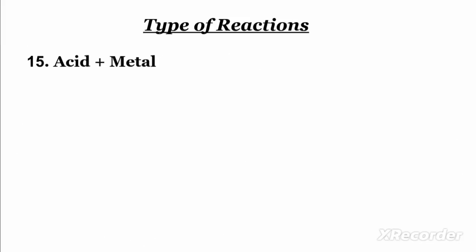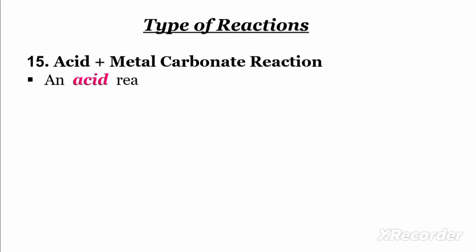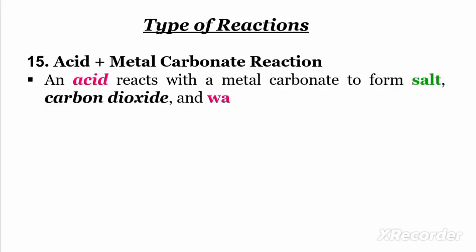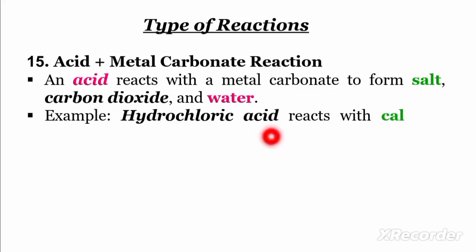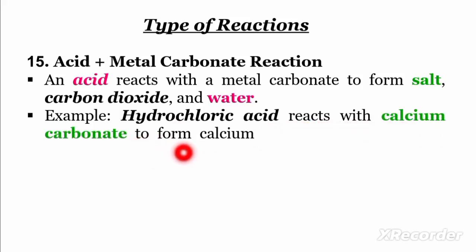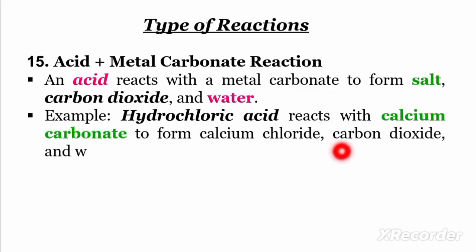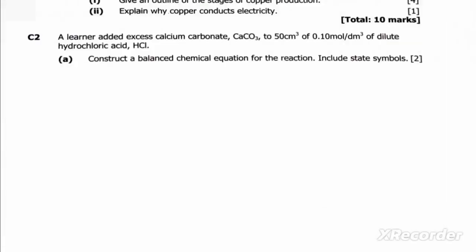So the type of reaction we are talking about here is acid plus metal carbonate, and it is number 15 according to the lesson that we had last time. Acid plus metal carbonate is equal to salt plus carbon dioxide plus water. An acid reacts with the metal carbonate to form salt, carbon dioxide, and water. Example, hydrochloric acid reacts with calcium carbonate to form calcium chloride, carbon dioxide, and water.